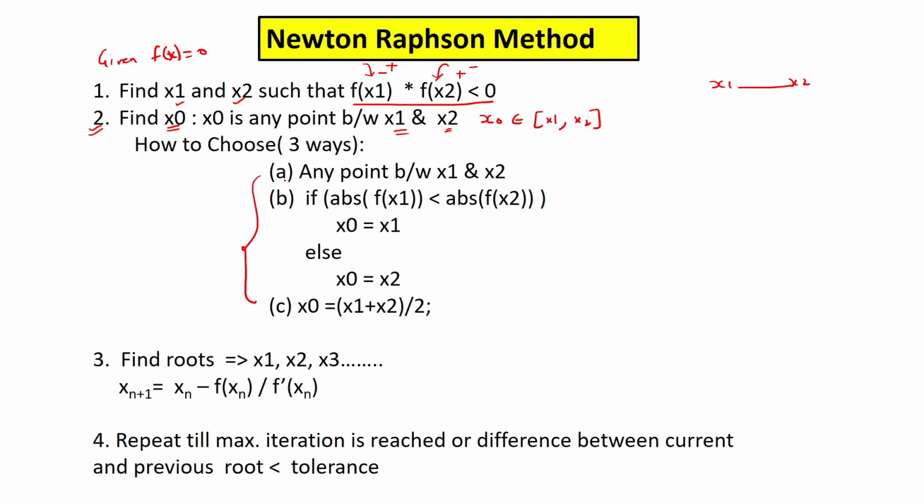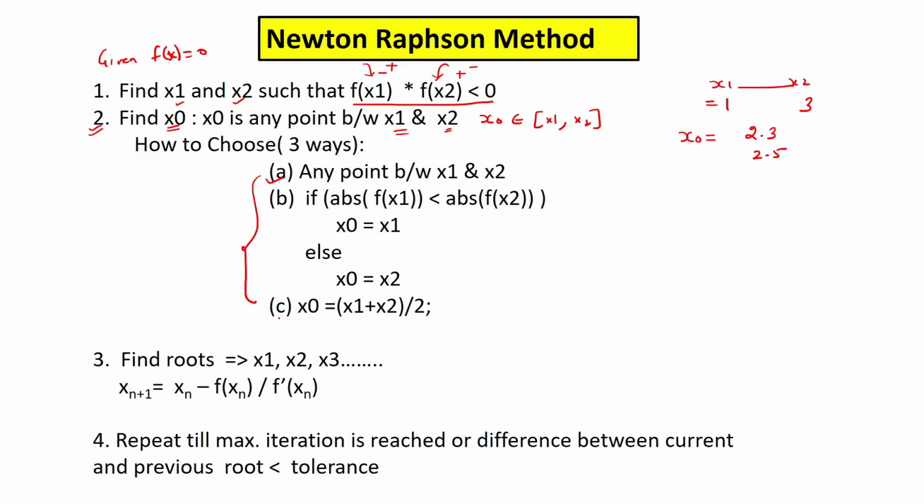Okay, so what we can do, we can actually take any point between x1 and x2. So for example, x1 is, let's say, 1 and x2 is 3. So we can say x0 can be something like 2.3, or you can say 2.5, anything. So this was a point.